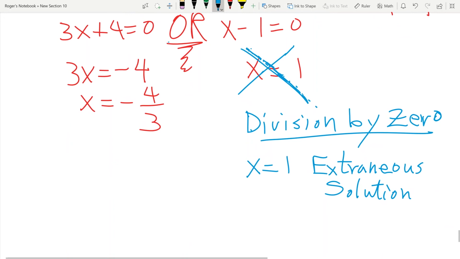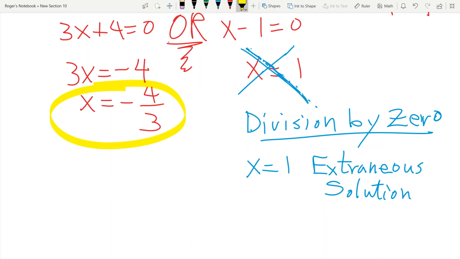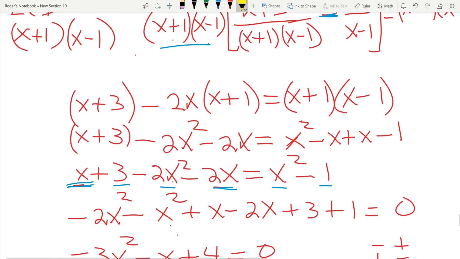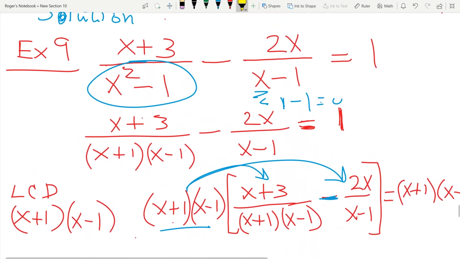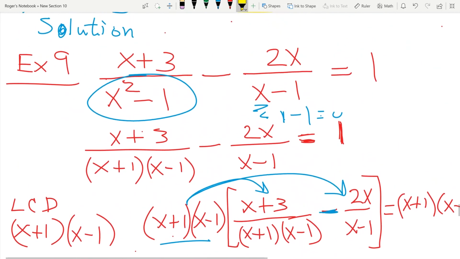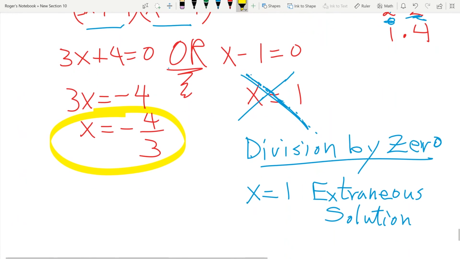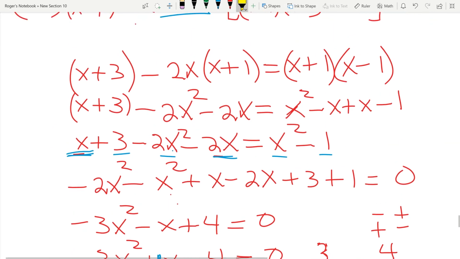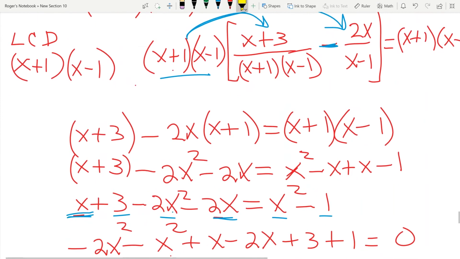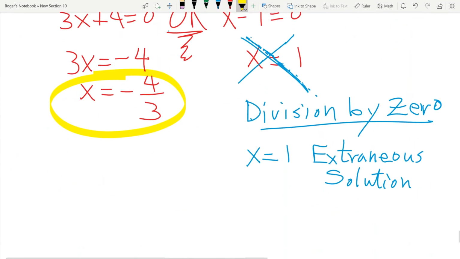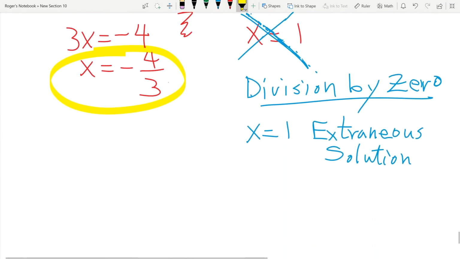So what's our final answer? X equal to negative 4/3. Checking again, does negative 4/3 give us 0 up here? No, it does not. We're good to go. X equals negative 4/3. That's the solution. What example was this? Number 9. X equals negative 4/3. Very, very cool.